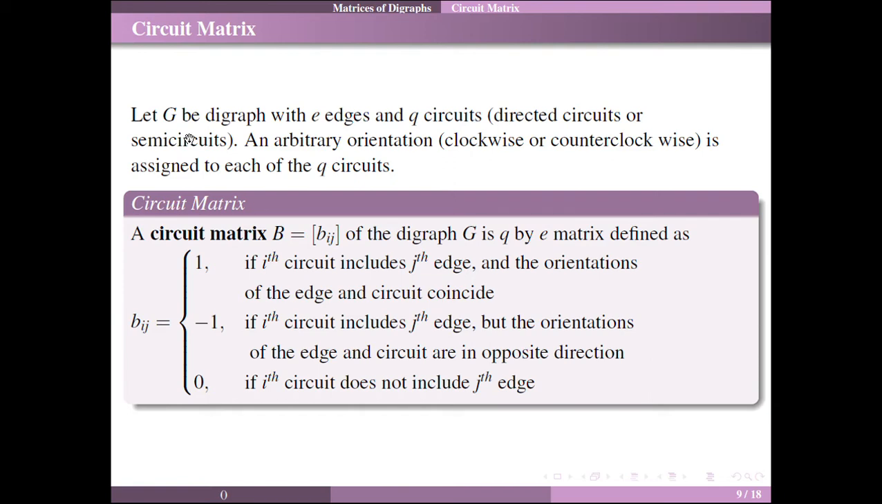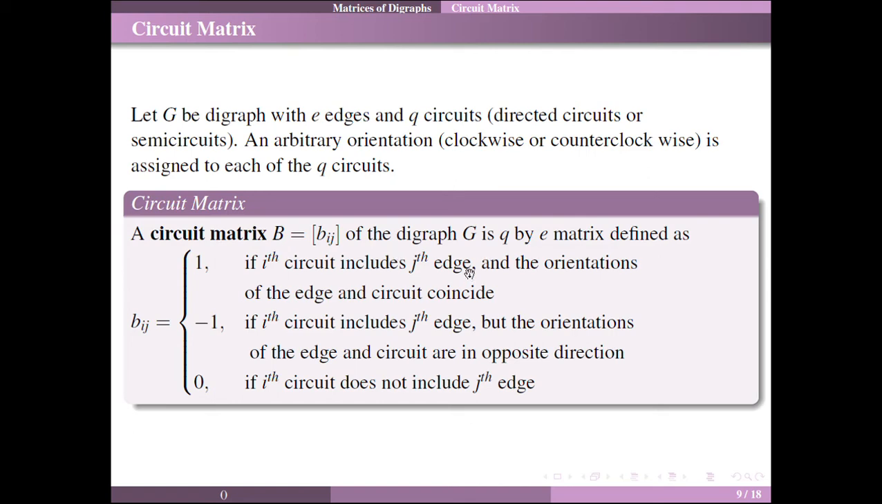Let us consider a digraph G which consists of E edges and Q circuits. These Q circuits may be a directed circuit or a semi-circuit. Here we are going to assign an arbitrary orientation to each of these Q circuits. This orientation may be clockwise direction or it may also be in counterclockwise direction. And hence we will define a circuit matrix which is denoted as capital B.